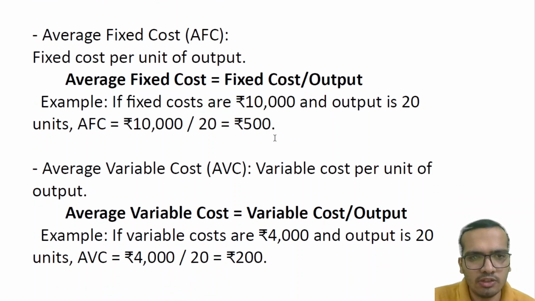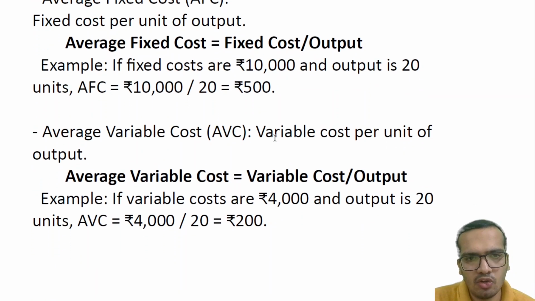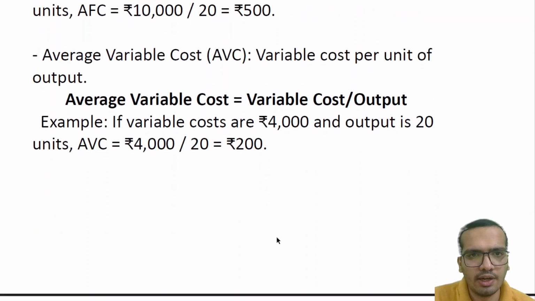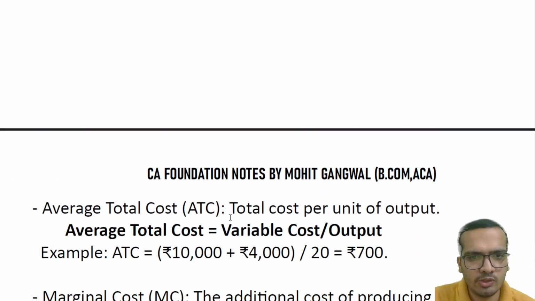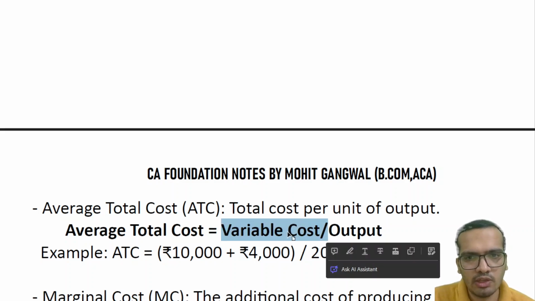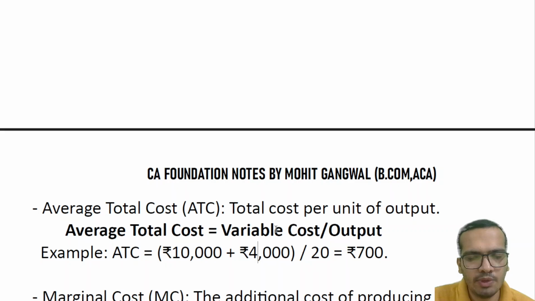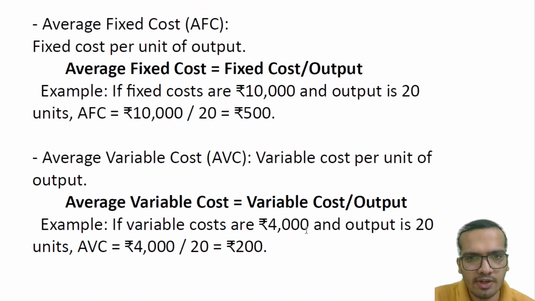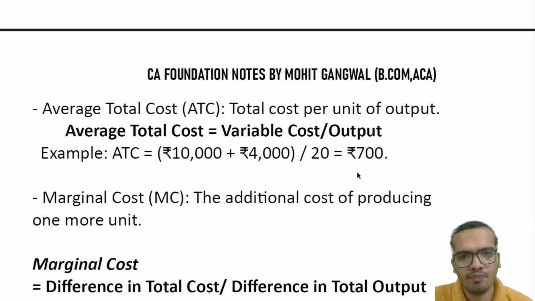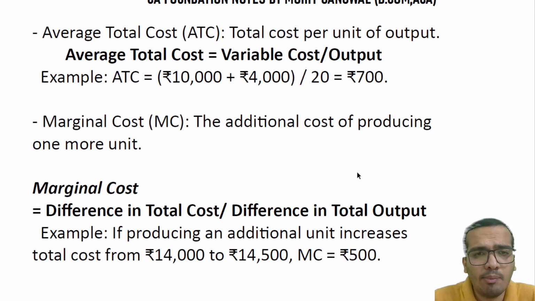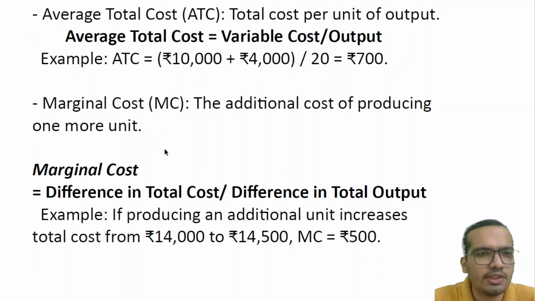Similarly, average variable cost is variable cost divided by output, which in our case would be rupees 4,000 divided by 20, which will be equal to rupees 200. And then comes average total cost, just a minute, there is some typo error here. It will be total cost divided by output, which in our case is 500 plus 200, that is 700. And then comes marginal cost, that will be the additional cost of producing one more unit.